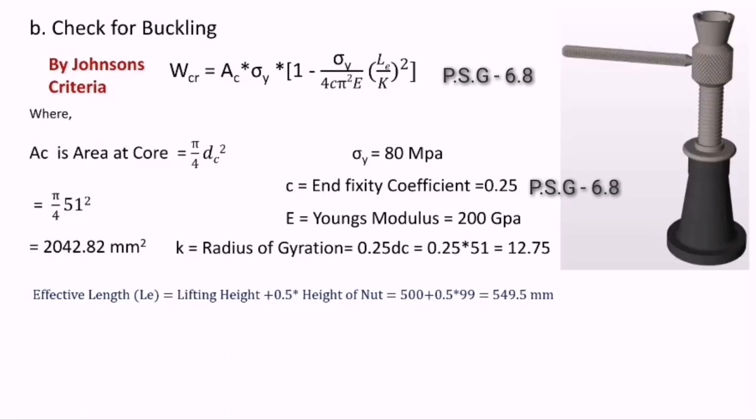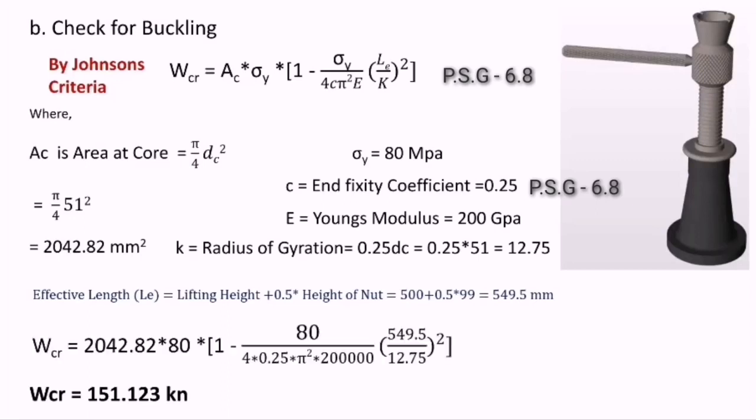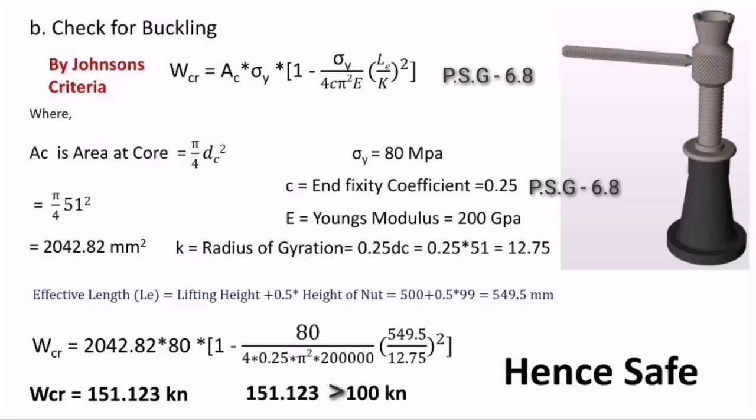Substituting all the values in Johnson's criteria I will get WCR as 151.123 kilonewton. This means that at this load the screw will cripple. The load on our screw is only 100 kilonewton, hence 151.123 is greater than 100, hence we can write the design is safe because the crippling load is greater than the applied load. The last component which is remaining to be designed is body.